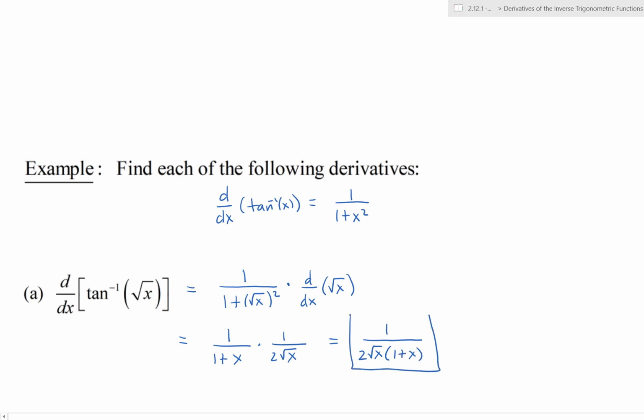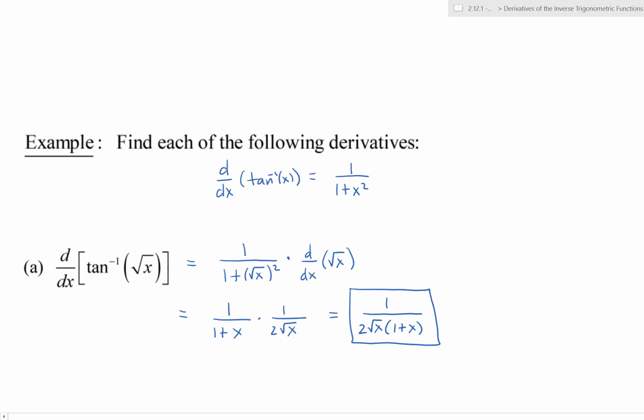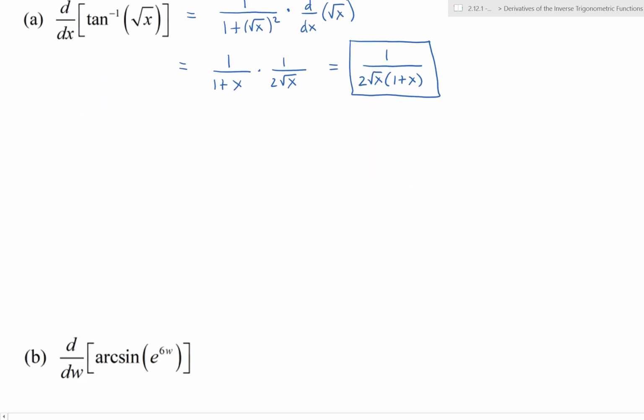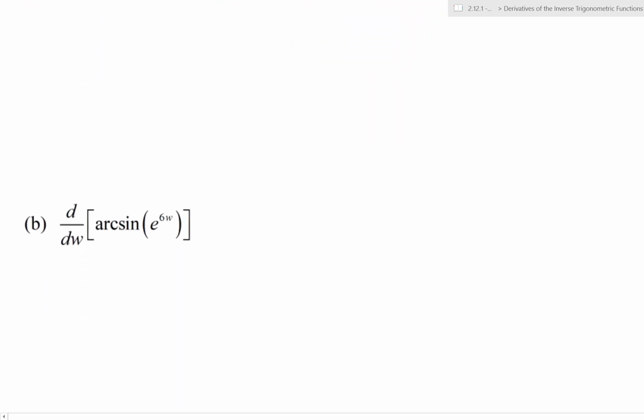And there you go. There's an example of a derivative involving the arctangent function. Let's do one more. Part B here, find another derivative. Let's find the derivative in this case with respect to w of the function arcsine of e to the 6w. Now, previously, as we had claimed, the derivative with respect to x of the arcsine or sine inverse function was 1 over the square root of 1 minus x squared, assuming, of course, that x is between -1 and 1.